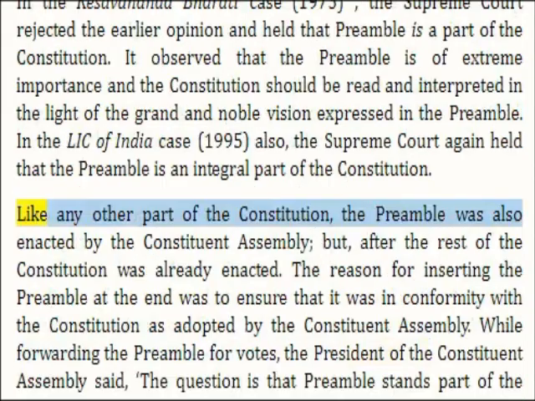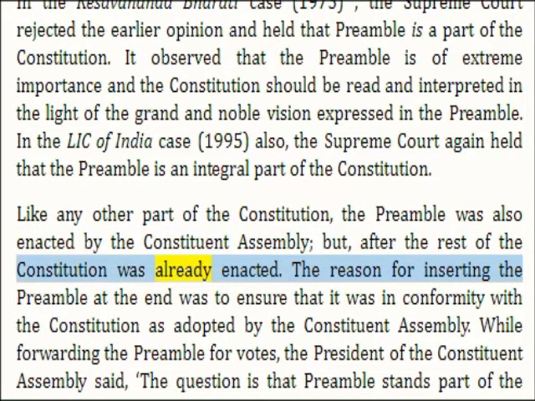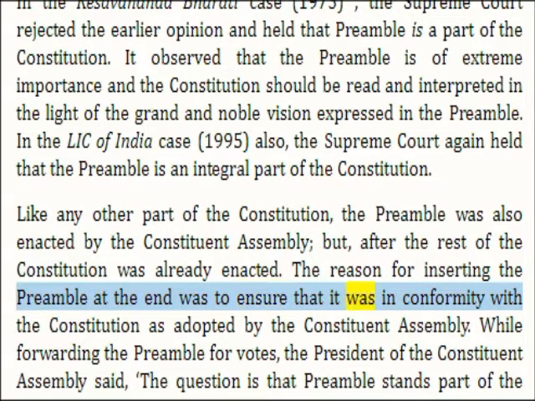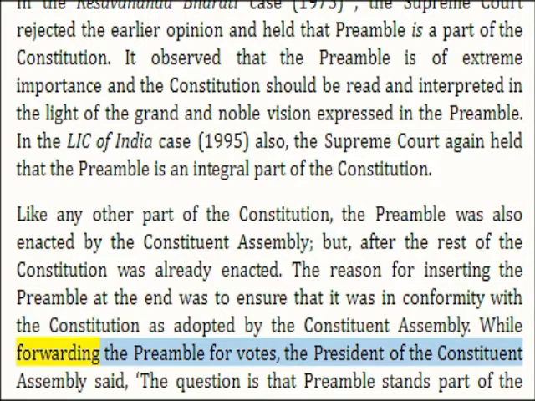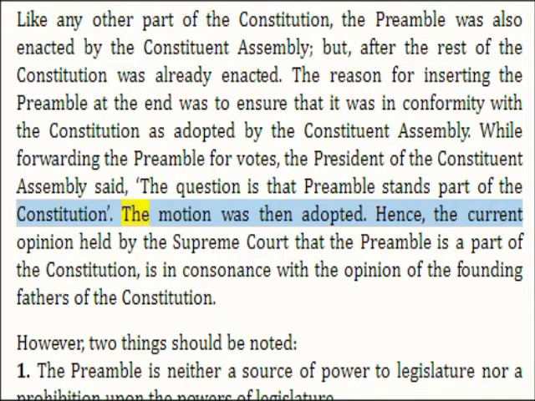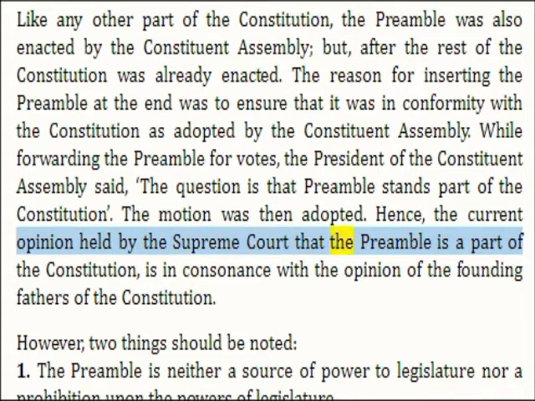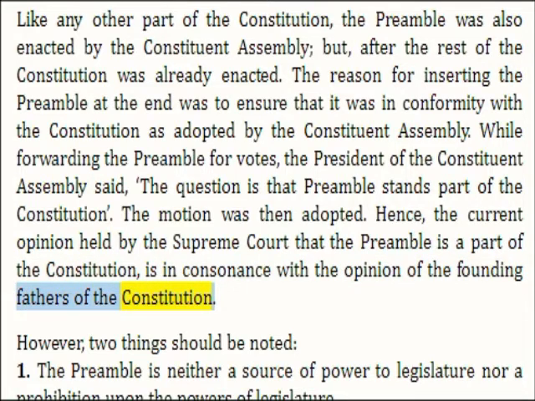of the Constitution. Like any other part of the Constitution, the preamble was also enacted by the Constituent Assembly, but after the rest of the Constitution was already enacted. The reason for inserting the preamble at the end was to ensure that it was in conformity with the Constitution as adopted by the Constituent Assembly. While forwarding the preamble for votes, the President of the Constituent Assembly said, "The question is that preamble stands part of the Constitution." The motion was then adopted. Hence, the current opinion held by the Supreme Court that the preamble is a part of the Constitution is in consonance with the opinion of the founding fathers of the Constitution.